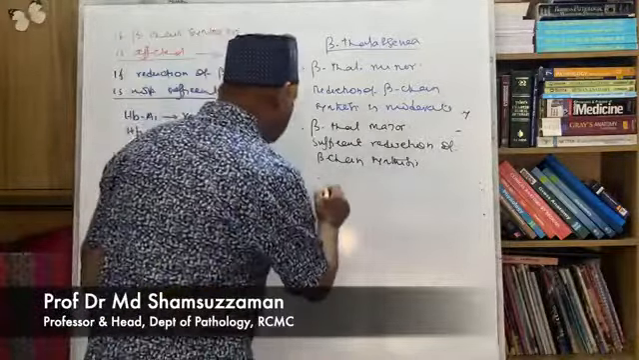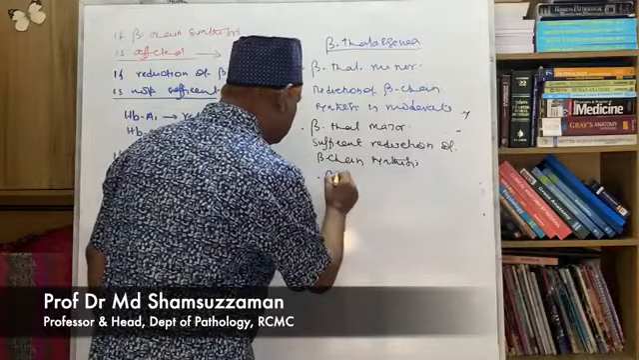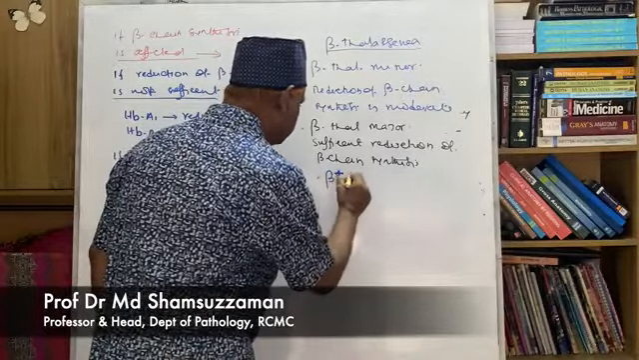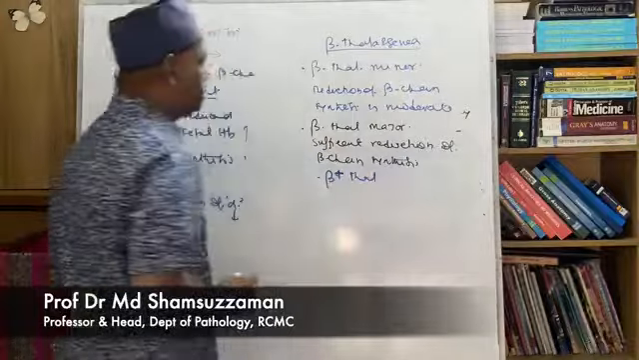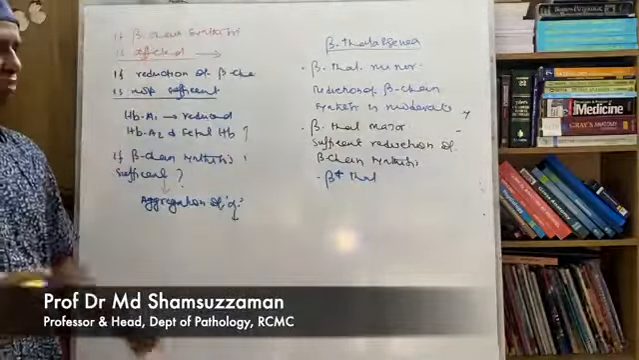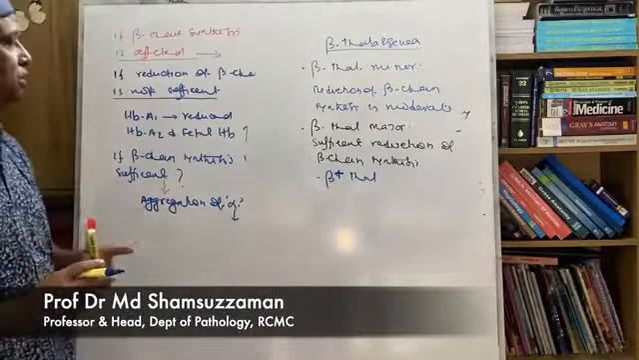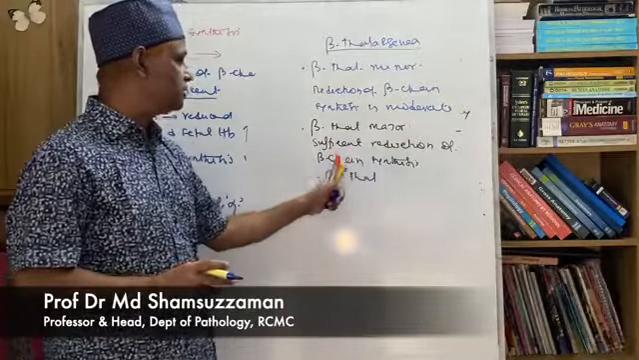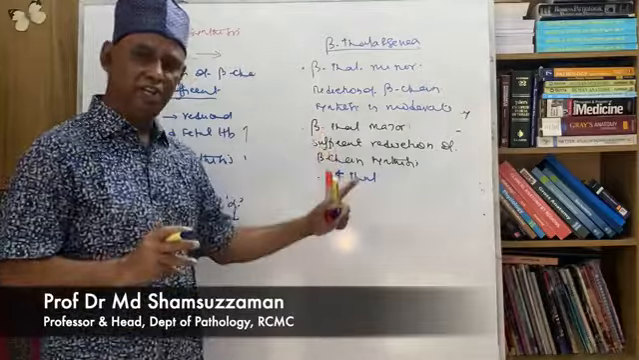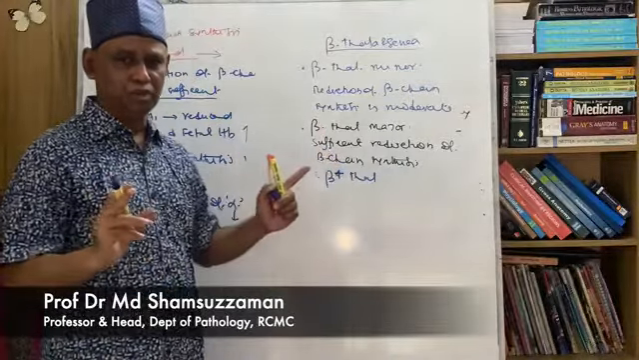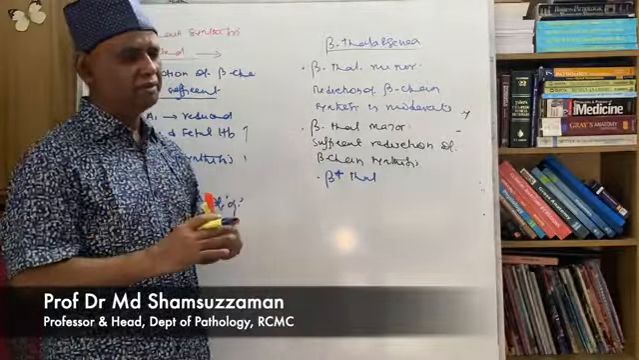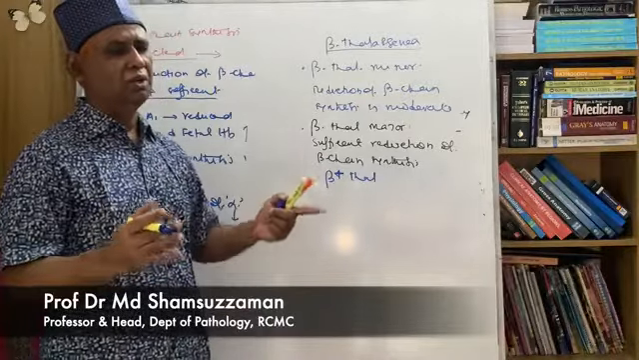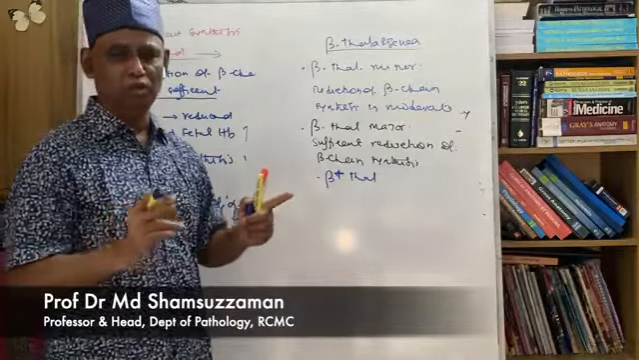It may be beta plus thalassemia. Beta plus thalassemia major. What does it mean? It means the reduction of beta chain synthesis is sufficient but not almost zero. There is sufficient reduction of synthesis of beta chain, but it is not almost zero.